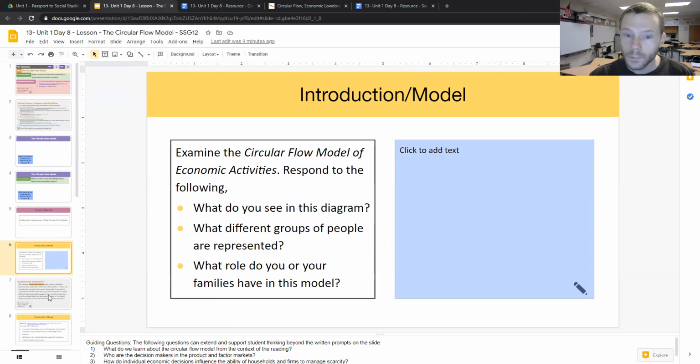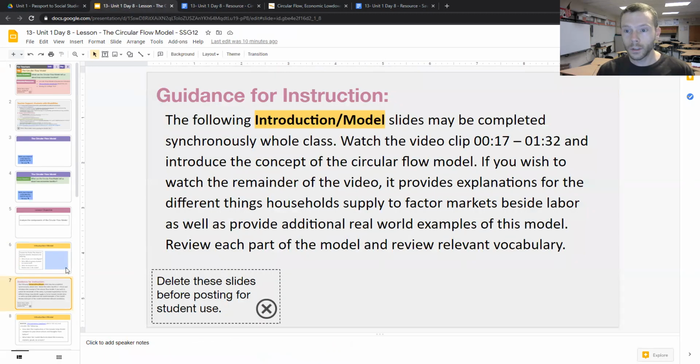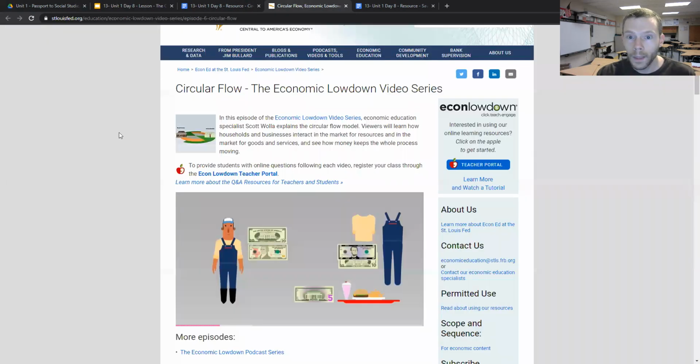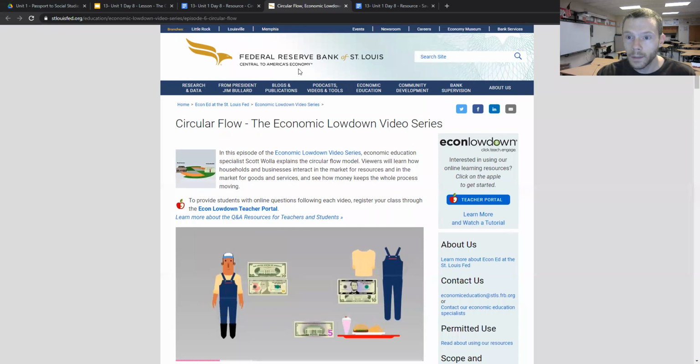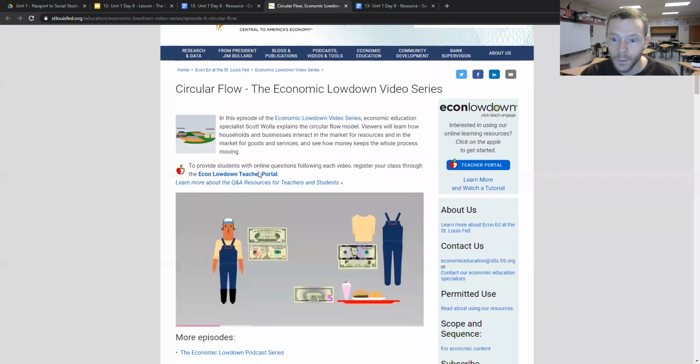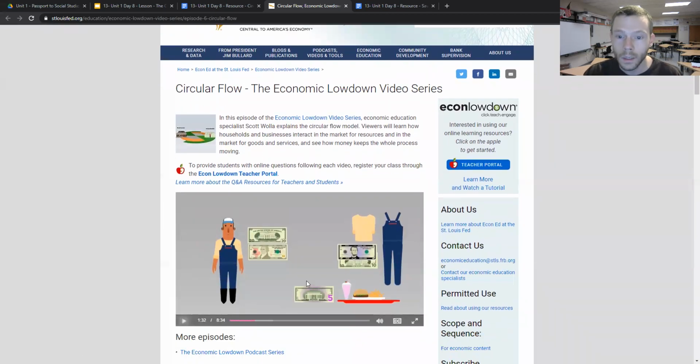So with that in mind, in the introduction model slides, it is recommended that you do it synchronously with your entire class. And the video clip from the Federal Reserve Bank of St. Louis can be very, very useful for illustrating this process for your students.